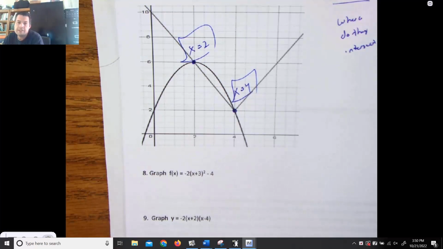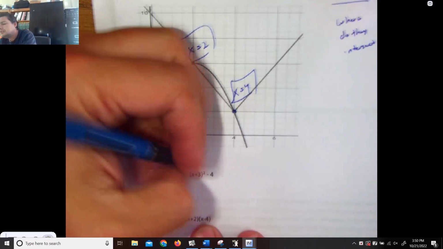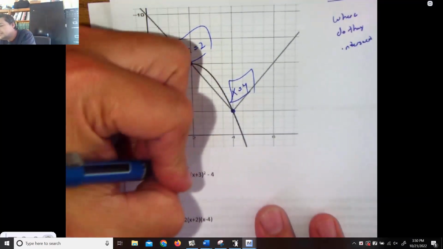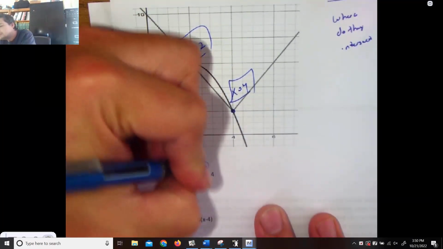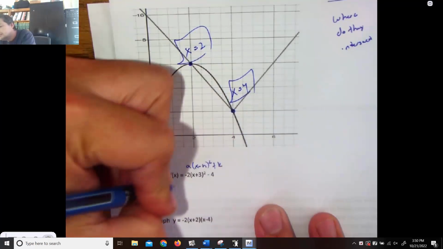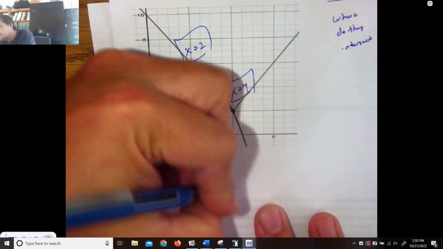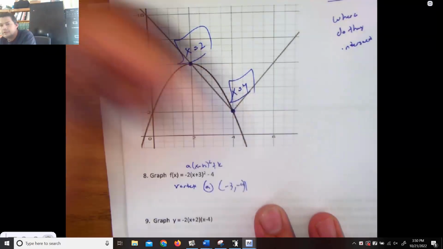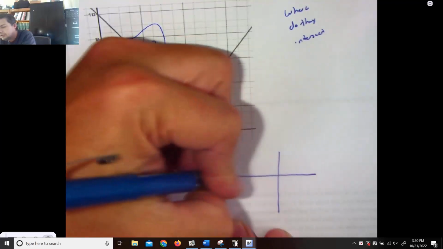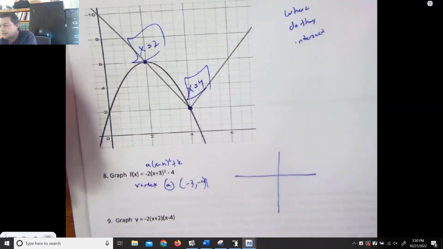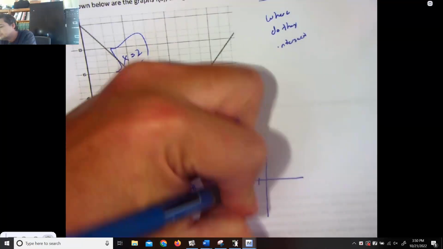8. Graph f of x equals negative 2 times x plus 3 squared minus 4. So this thing right here is in that form a times x minus h squared plus k. She has a vertex at negative 3, negative 4. So on the little grid you're going to have to draw, you're going to go back 3, down 4. You're going to put a nice good point right there.